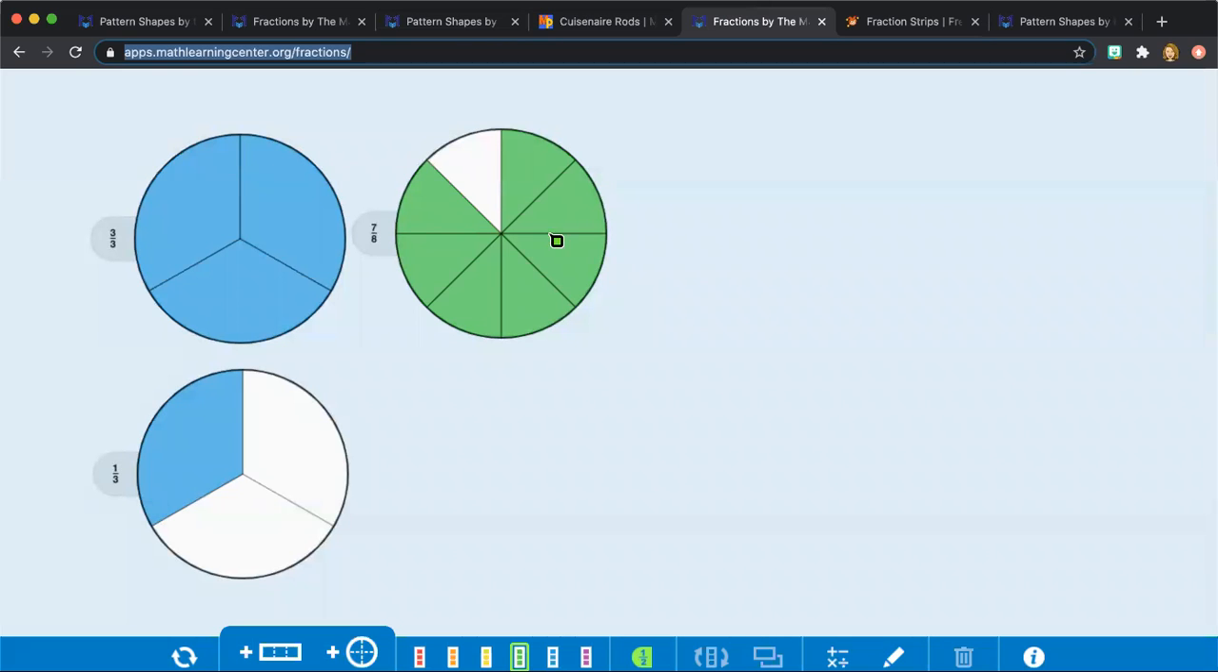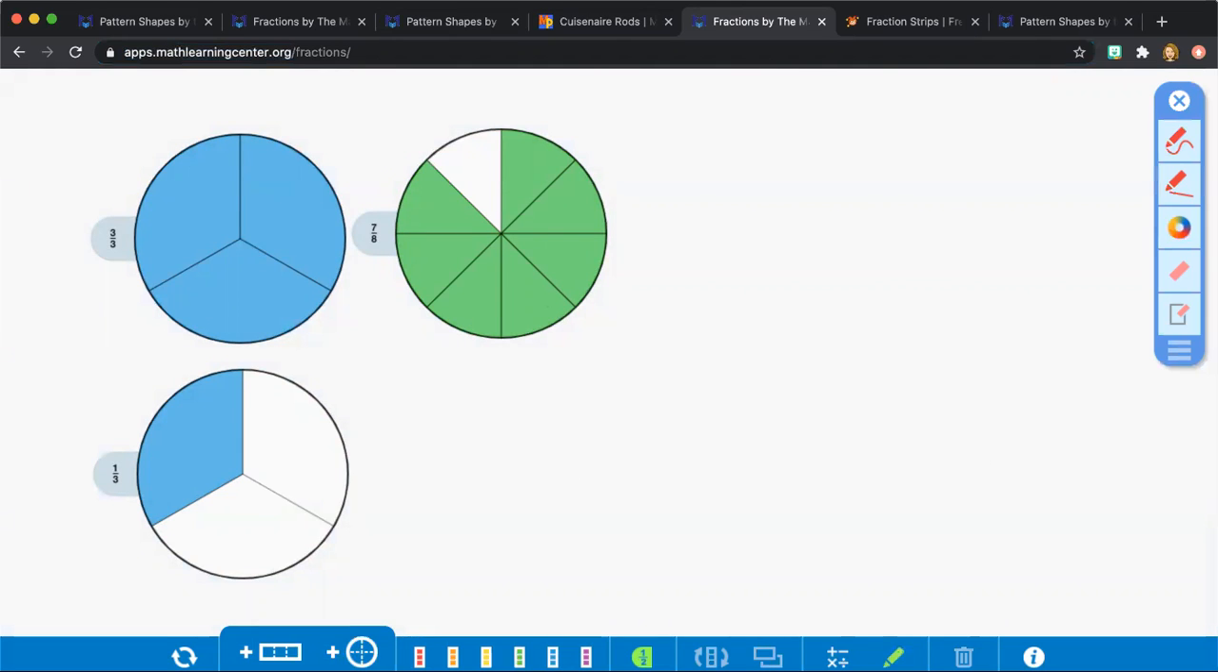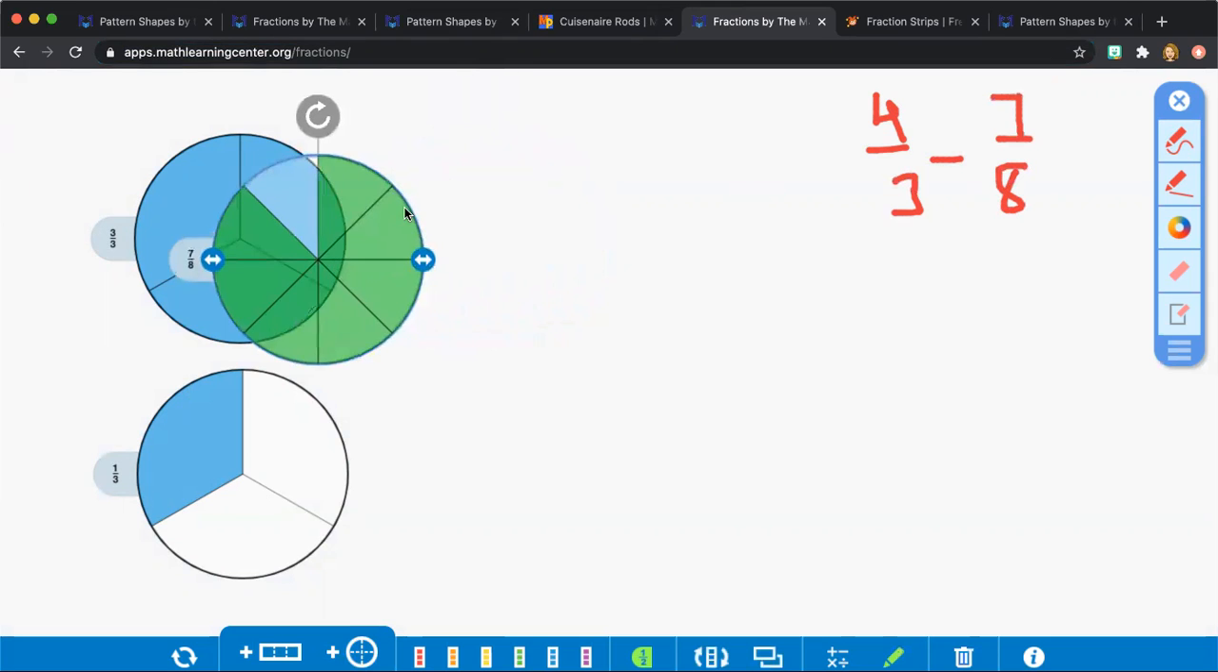And just like we did the addition with the fraction circles, I want to show this subtraction, right? We were working on 4/3 minus 7/8. So here we go. We have 3/3 and 1, right? 4/3 and 7/8. So here's another way where understanding subtraction as a comparison is really helpful.